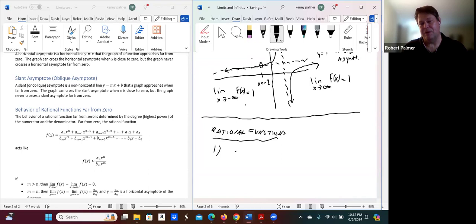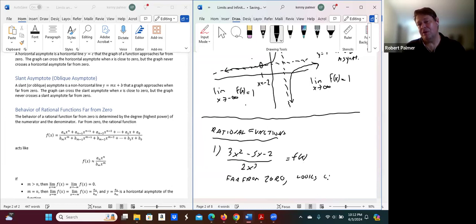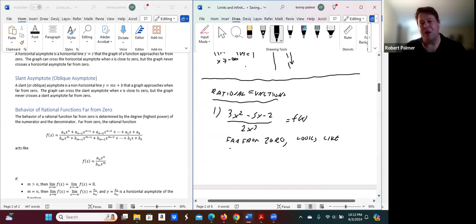Okay, and the example I want to do then is this. So (3x² - 5x - 2) over 2x³. Okay, now once again, we're saying far from 0, and also let's call this f of x. This looks like our f of x is approximately, remember these squiggly equal signs mean approximately, just 3x² over 2x³.